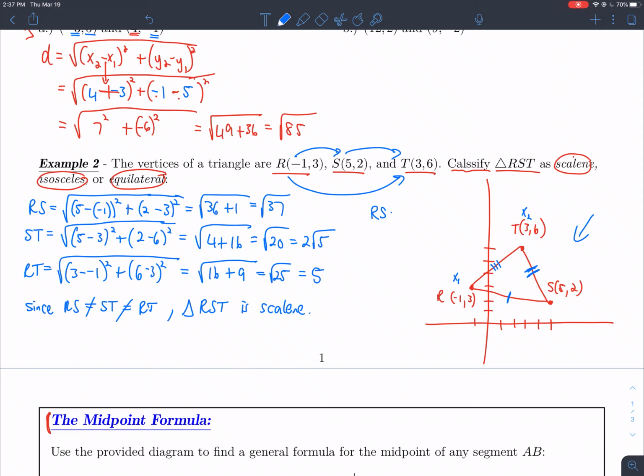Just remember a little note from geometry class. RS means the length of segment RS, and RS is the segment itself. Those are different things. So when we write RS like we did here, or ST or RT, that implies the length of the segment already. This is geometrical notation. Alright, so that's that.